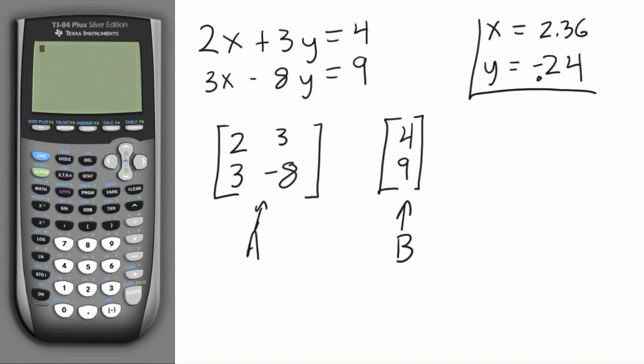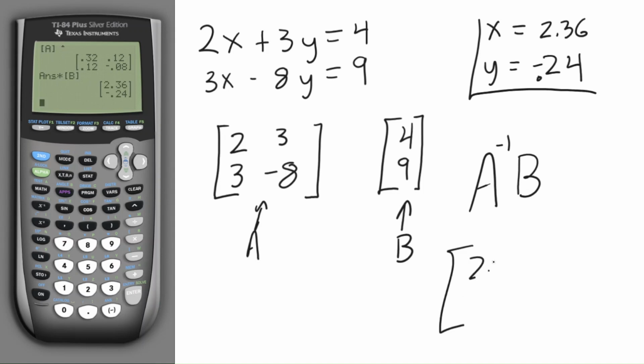And now what we need to do is actually do A inverse B. Now, the reason why we do this is a linear algebra thing again, but you don't need to worry about what that means necessarily if you're in early algebra. So what I'm just going to do is go back to matrix A, inverse. I'm just going to hit this to the -1 button and enter. That's A inverse. But I can just multiply now by matrix B. So A inverse times B is 2.36 and -0.24.